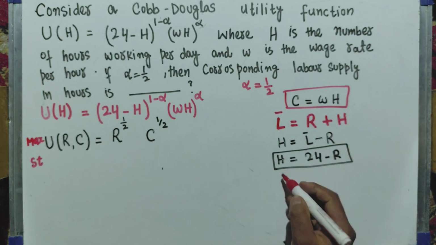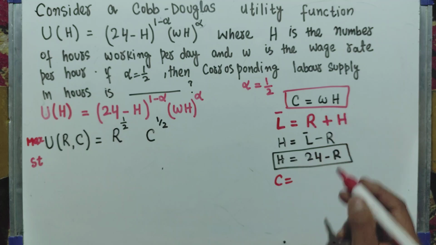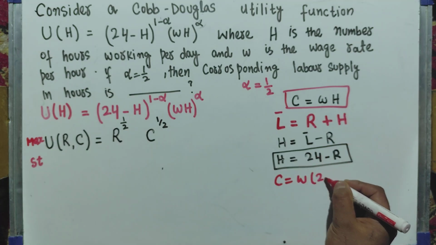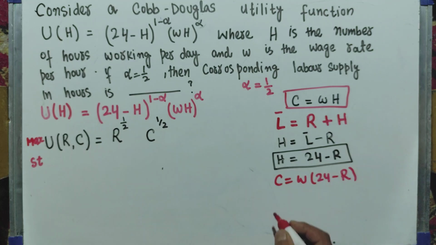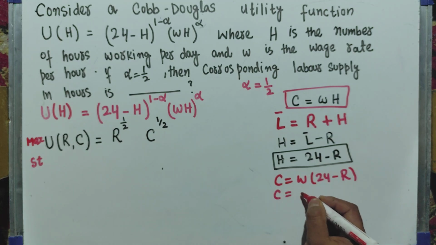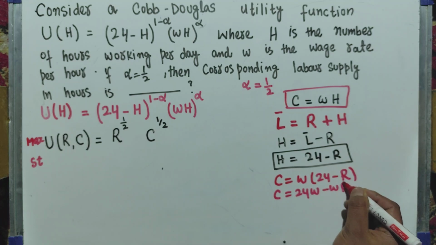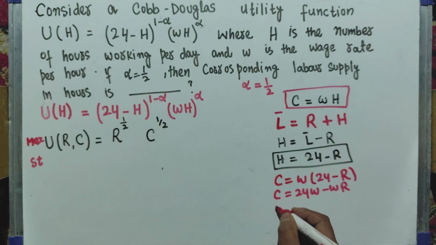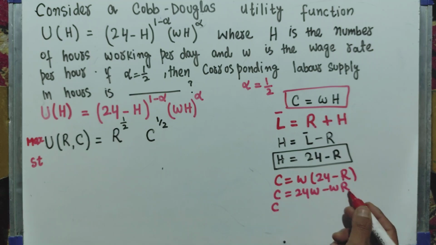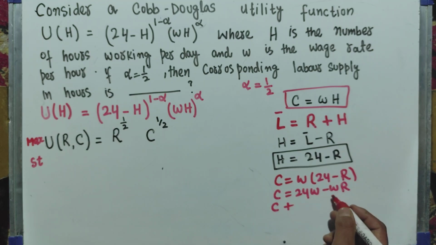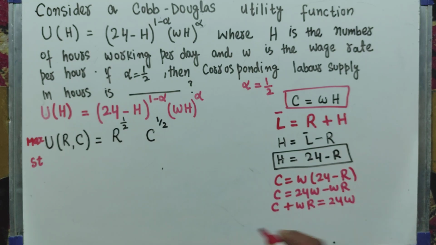So can I write C is equal to, in place of H, 24 minus R? I can write C is equal to 24 times W minus WR. Can I further write it like this? So C, transpose it here, plus W times R is equal to 24W. If you visualize it properly, you can see this is the budget constraint of the consumer, and I will explain how.